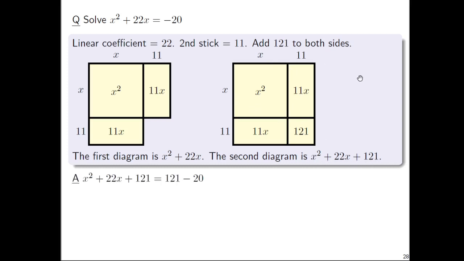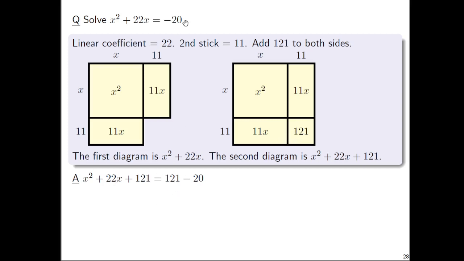So we add 121 to both sides, right? Just to make sure, the original equation's left side is x squared plus 22x. That's the picture here with the 3 yellow panels. In the first line of the answer, the left side is x squared plus 22x plus 121. That's the picture that has the 4 yellow panels: x squared plus 11x plus 11x plus 121.